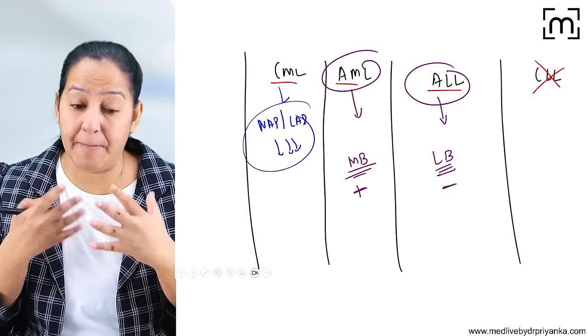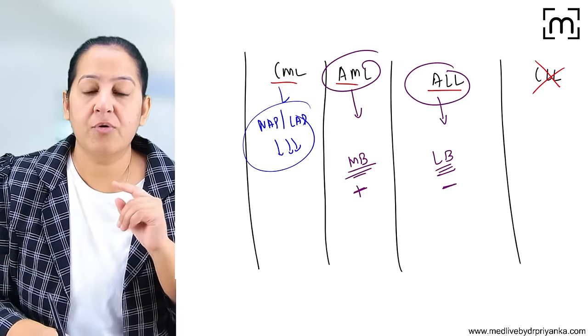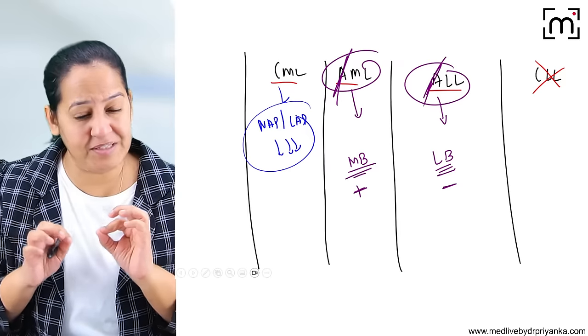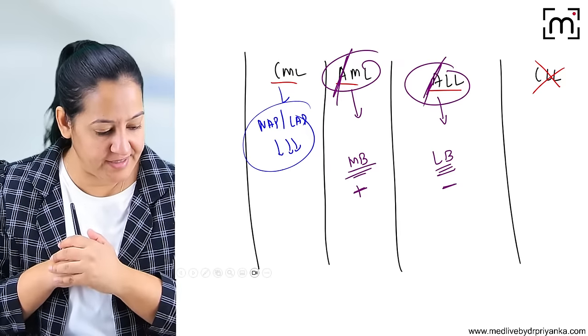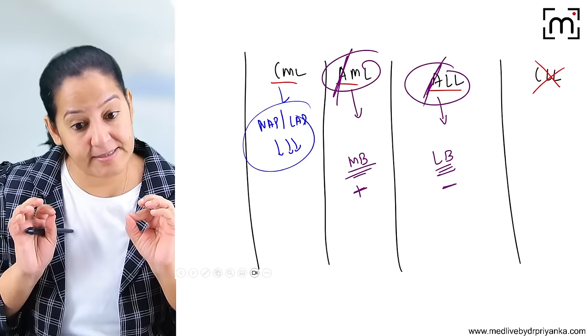But sometimes we cannot appreciate the Auer rod and we really get confused as to which type of leukemia is there. So clinically both of them are the same. This is also acute. This is also acute. Acute leukemias have poor prognosis. How many of you get it? So here we really want the cytochemistry.